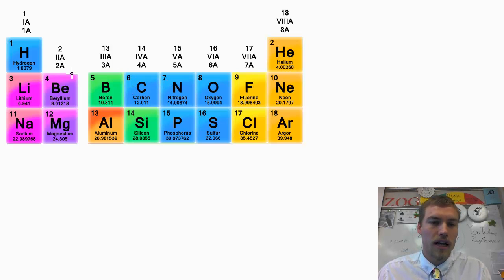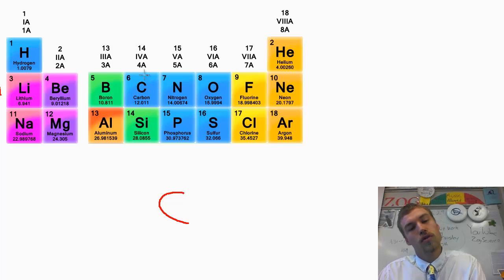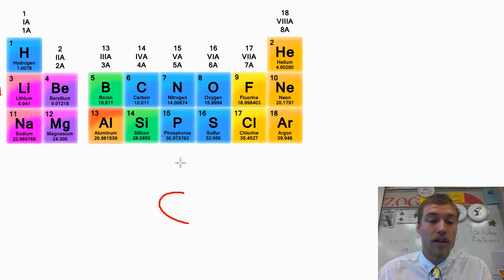Well, let's take a look at carbon as an example. So I've got carbon, and let's go ahead and draw some energy shells. Now this is in the second period, so it's going to have two energy shells. We can also show this by drawing out our Bohr model. So we've got 1 energy shell, and if you'll recall, the first energy shell can hold 2 electrons. So I've got 1, 2.